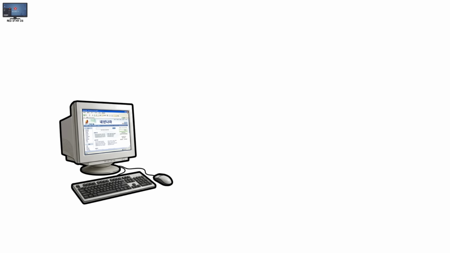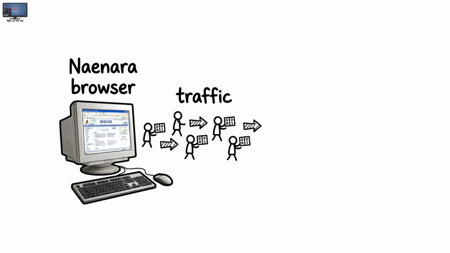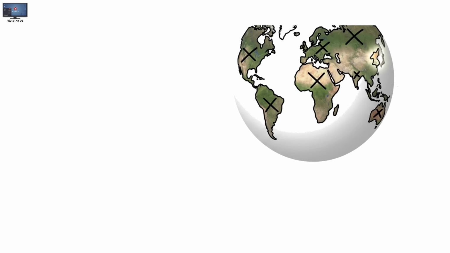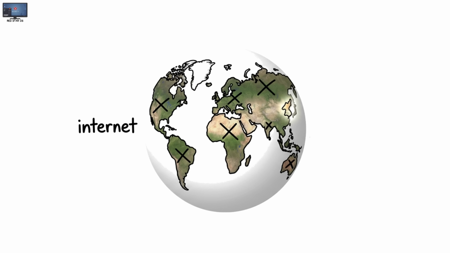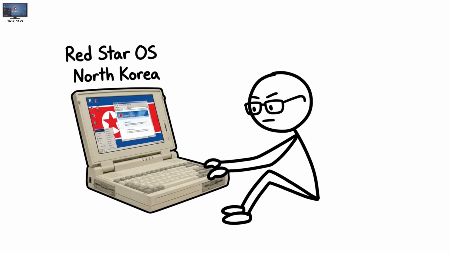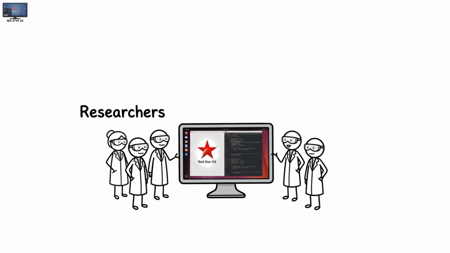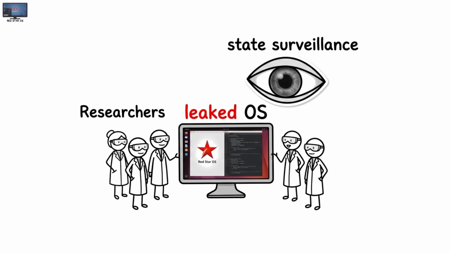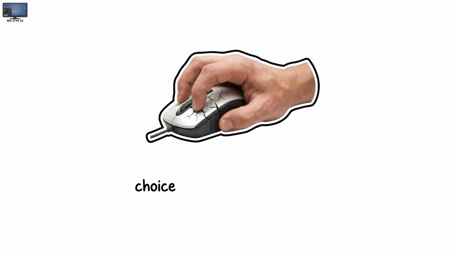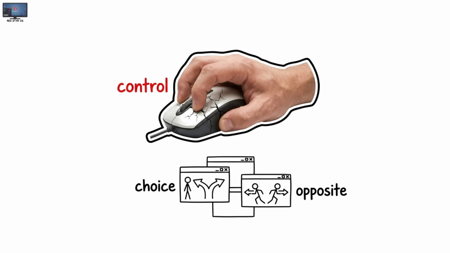Its browser, Nayanara, routes all traffic through government servers. No global internet access. Only the national intranet, Kwangmyong, is available. Red Star OS is not illegal outside North Korea. Researchers have studied leaked copies, but it is an OS designed from the ground up for state surveillance. Every choice serves control. It is the opposite of what an operating system should be.